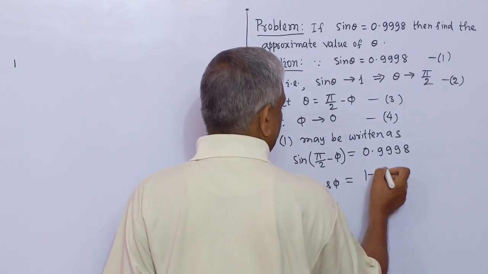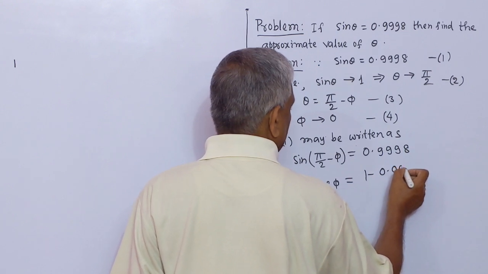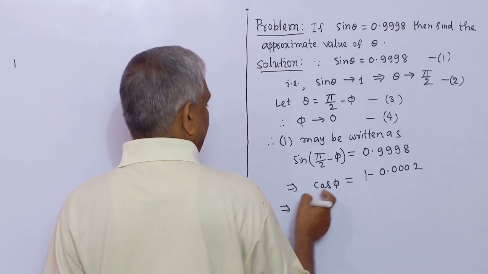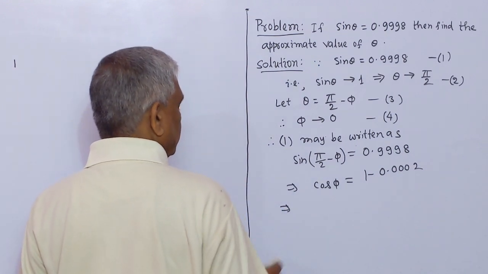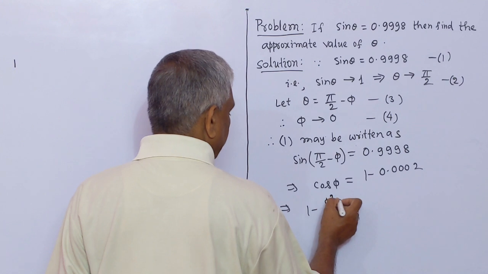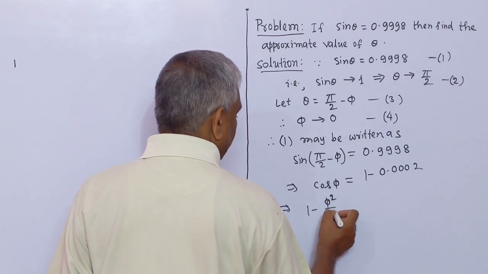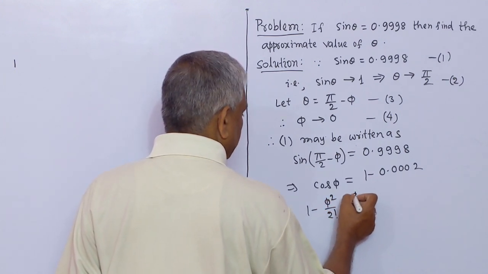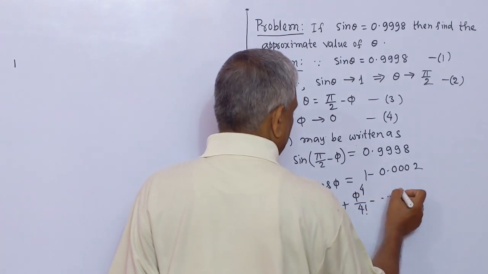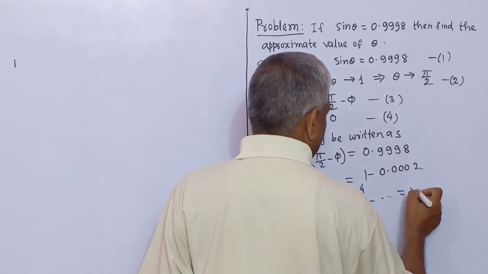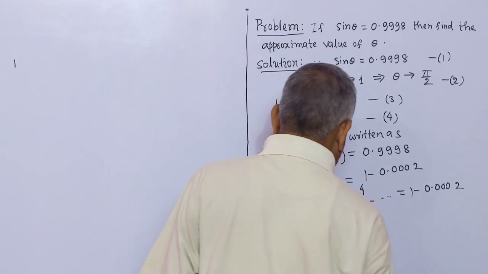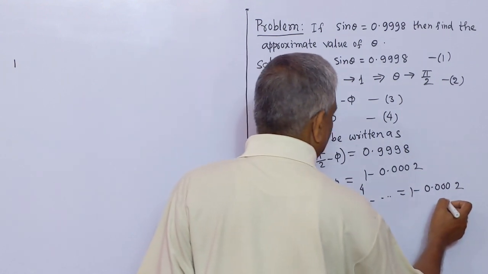1 minus 0.0002. Phi is very small, therefore we may expand this: 1 minus phi square by factorial 2 plus phi to the power 4 by factorial 4 minus dot dot dot equals 1 minus 0.0002. This is number 5.